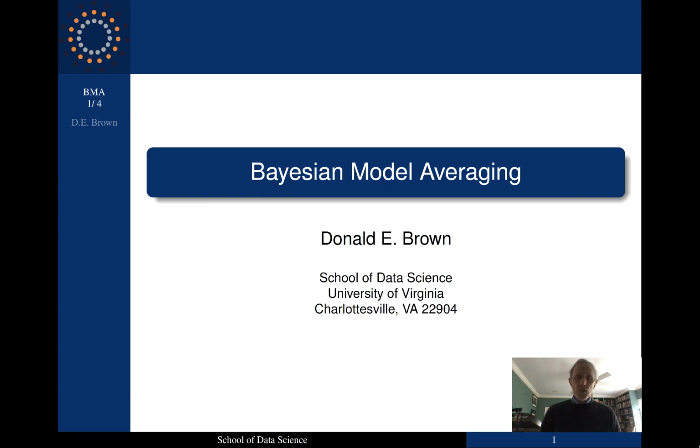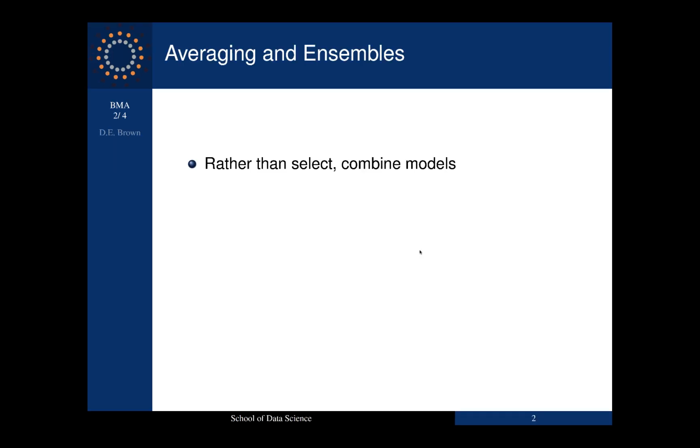In this lecture, we'll look at a very effective technique in Bayesian machine learning known as Bayesian model averaging. Bayesian model averaging belongs to a class of techniques in machine learning known as ensembles. And in ensembles, we combine models rather than select from a set of models.